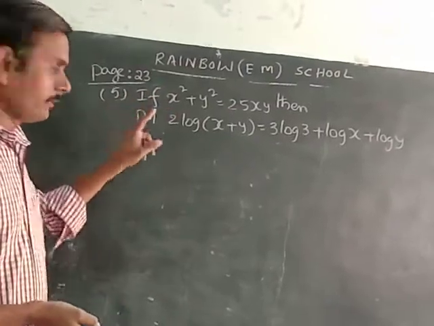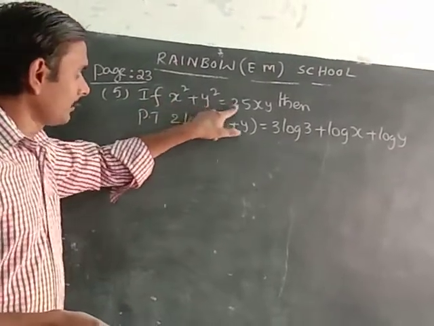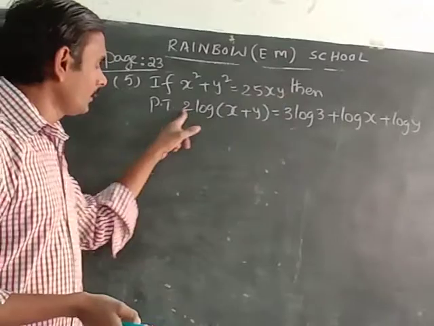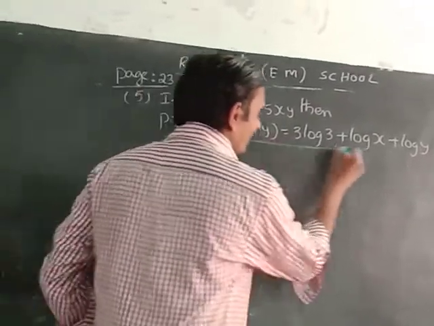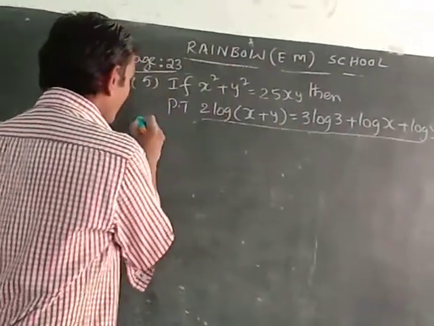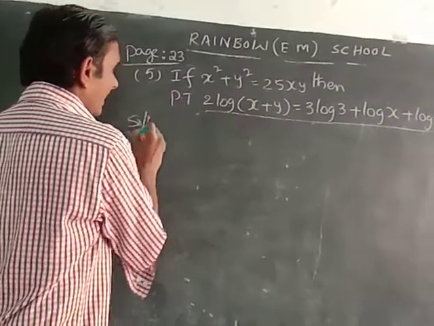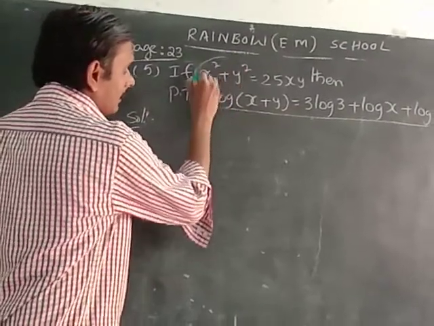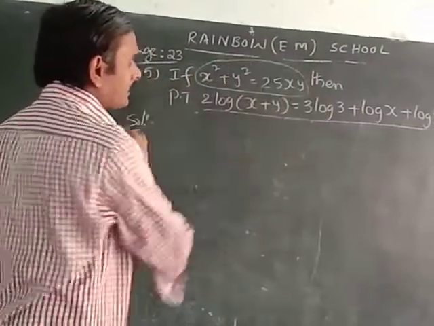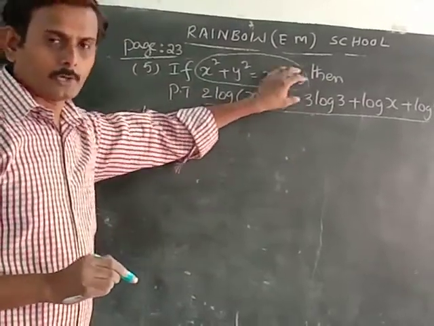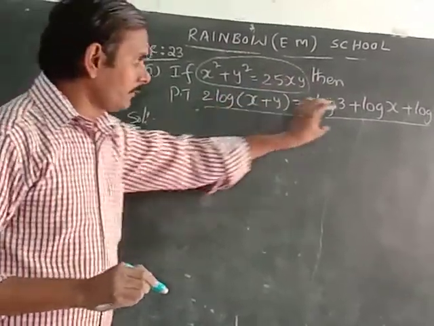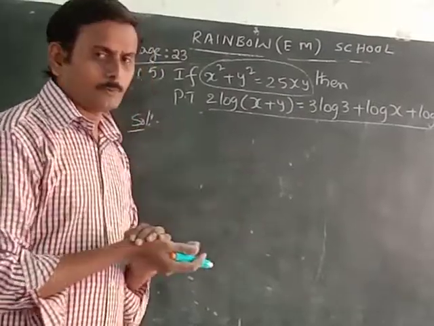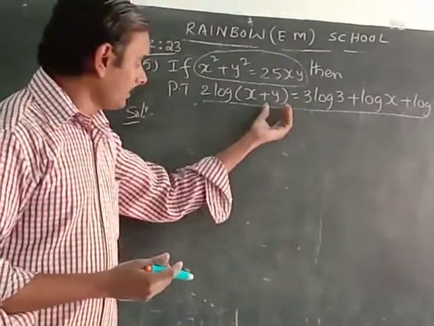Okay, what is the question given? If x square plus y square equal to 25xy, then prove that. You have to prove this one. Okay, now we will do the solution. What is the given thing? First we take this one: x square plus y square equal to 25xy. We have to do some calculation here, later we will prove this one.